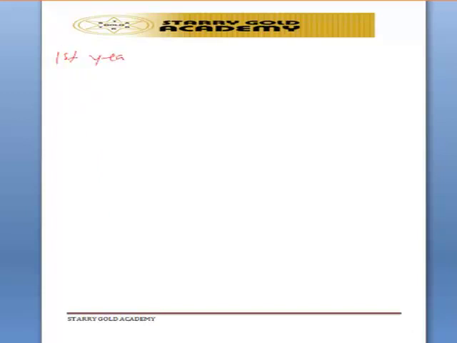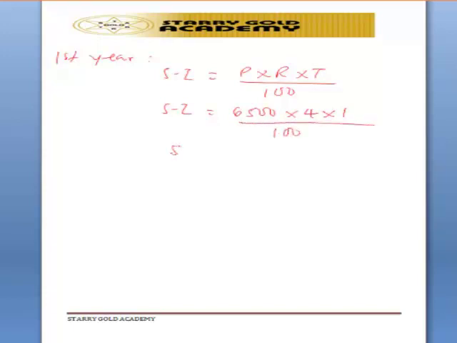My first year, simple interest is P times R times T over 100. Our simple interest for that will give me 650 times, my rate is 4, then time will be 1, that is first year, over 100. So simple interest for that first year will give me 26. So second year now, like I told us in the formula, second year principal will now be 650 plus 26, and this is 676. This is our new principal.